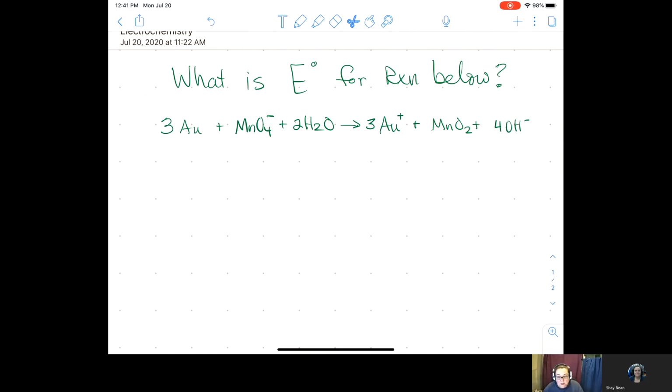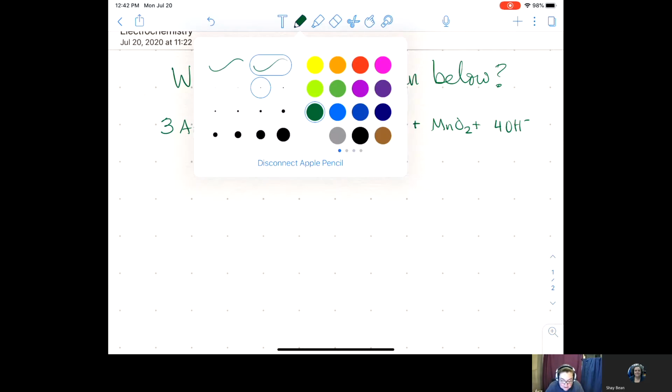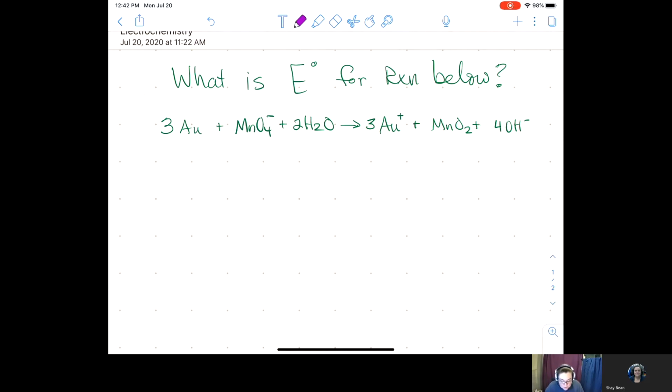This requires looking up this reaction in the tables of standard E naught values, but we have to do it by half reactions. So we're going to have to split this up into half reactions, and that's where your practice in balancing oxidation reduction reactions comes in handy because you had to split those up into half reactions. Now the assumption is that this is already balanced, especially if they're giving you some coefficients, but you can double check that, count the oxygens on each side, count the hydrogens on each side, etc. But the assumption is it's balanced when they're giving it to you.